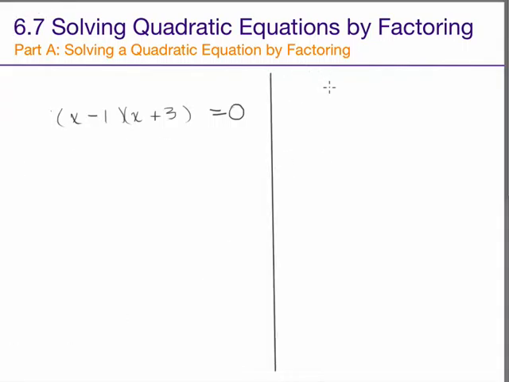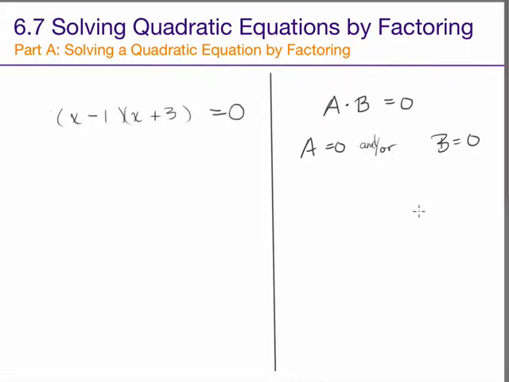Before we start, let me make this observation. If I take 2 things and multiply them together, and the result turns out to be 0, then one of 2 things has to be true. Either A has to be 0 or B has to be 0. If A is 0, then I get 0 times B is 0. If B is 0, then A times 0 is 0, because 0 times anything is 0. Of course, they could both be 0.